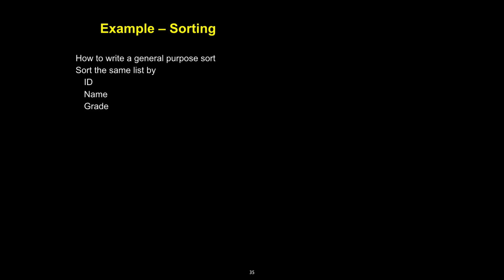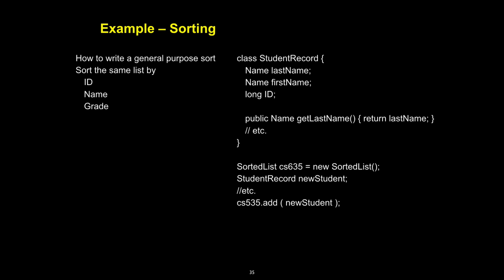So an example of this is sorting, right? We want a general purpose sort that can sort by different things. So we have some sort of student record, and then we have getName. And now I want to be able to add those student objects to a sortable list and sort them, right? How do we implement that? Something you should be familiar with.